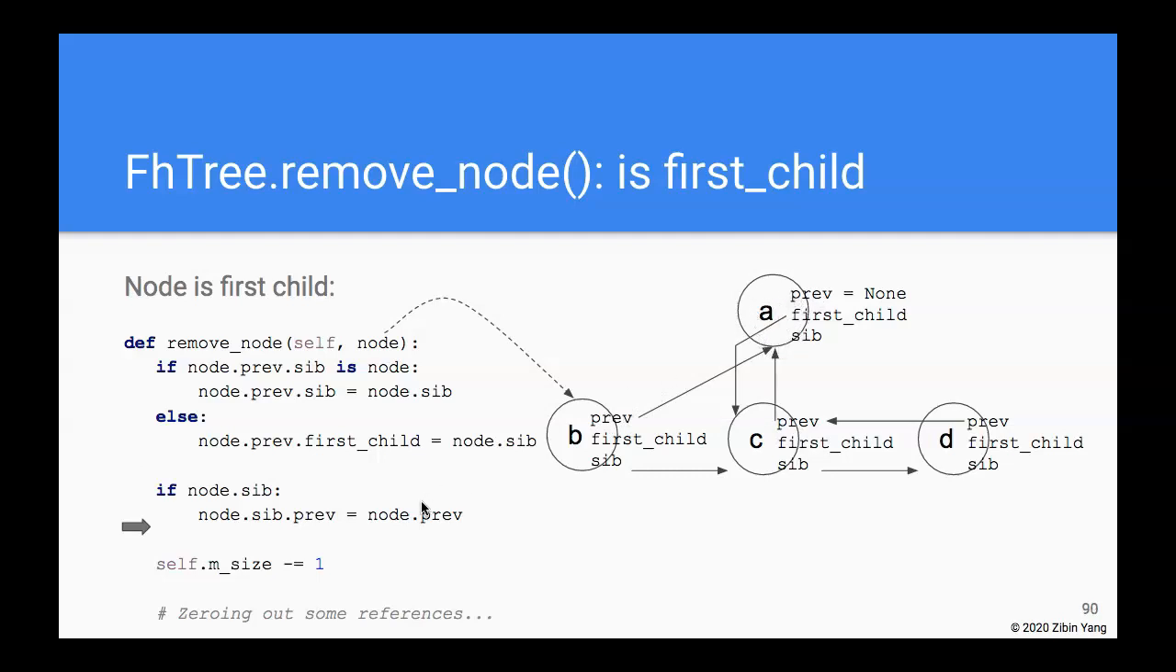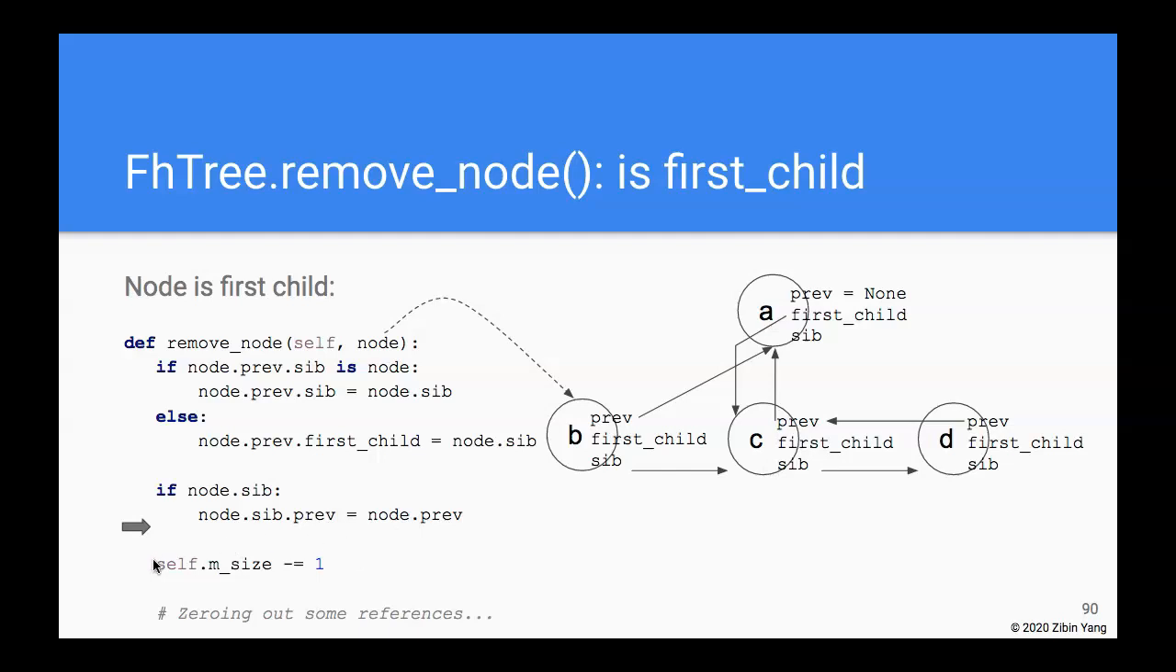So again, at least this line of code would work whether the previous node is a parent or a sibling. Now, I probably didn't mention this about this check: if node.zip, we want to make sure that it is not none, in case, let's say, we're trying to remove B and it has no sibling. So in that case, we don't need to adjust the previous pointer of its sibling.